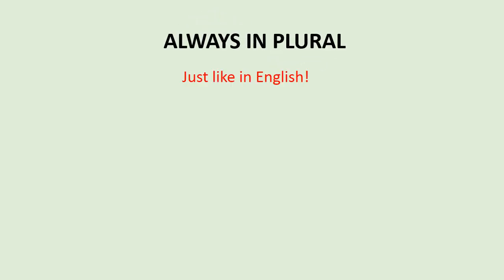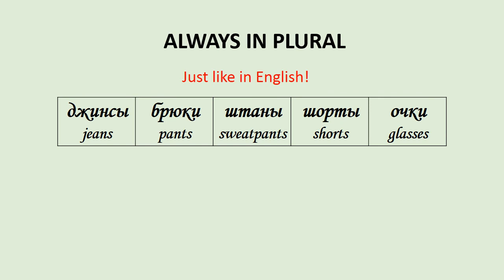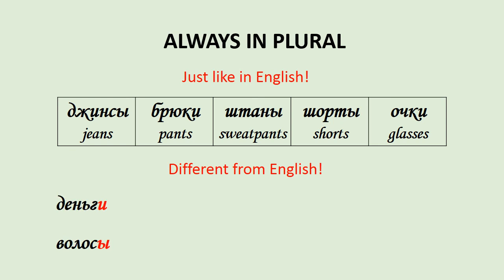Finally, there are some nouns that are always used in plural form, just like in English. Джинсы, брюки, штаны, шорты, очки. Different from English are words like деньги and волосы, which are always plural in Russian, while in English, as you well know, they're always singular.